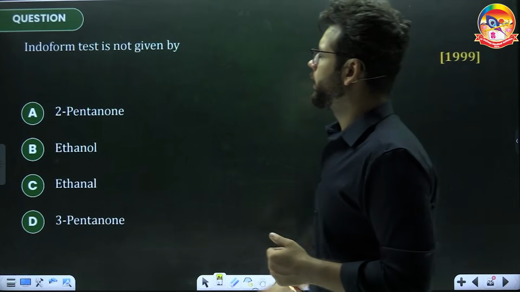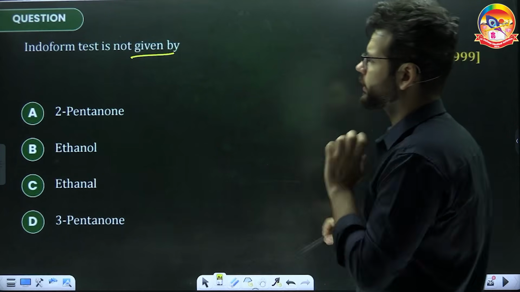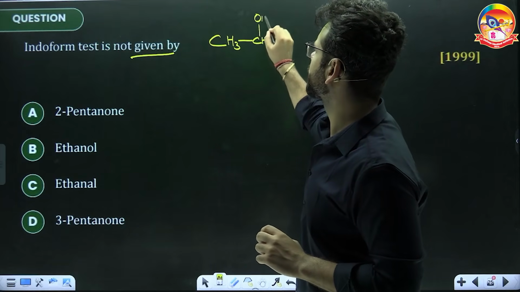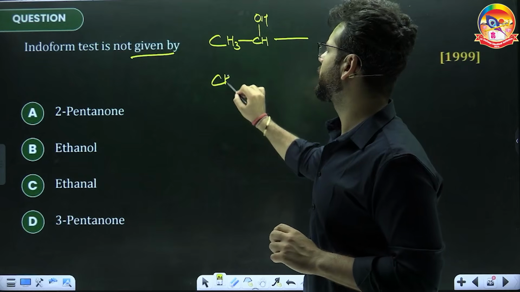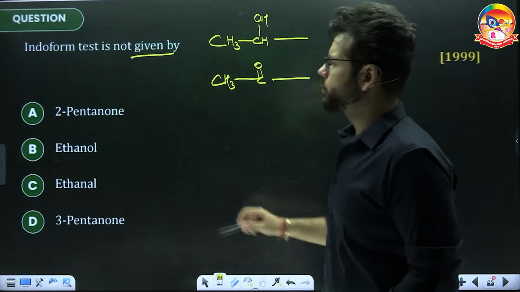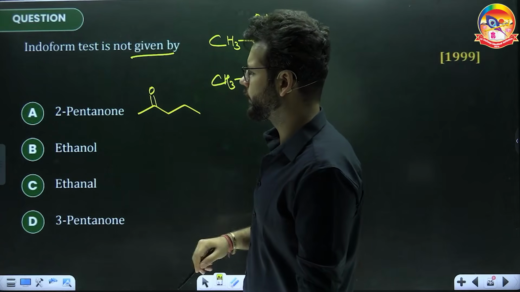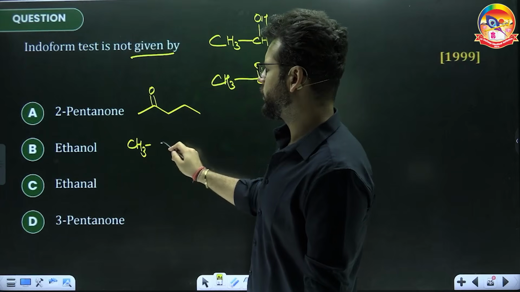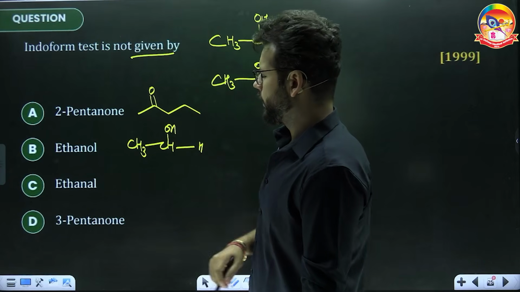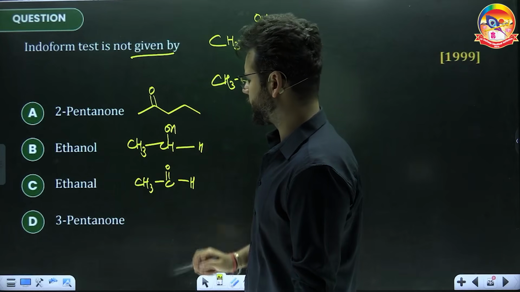Next one. Iodoform test is given by the iodoform reaction, which is an oxidation reaction. It is given by methylated secondary alcohol groups, secondary or primary, or methylated carbonyls, only ketone and aldehydes. 2-pentanone has a methyl group attached to CO, it will give. Ethanol is a primary alcohol which has a CH3CHOH group, so it will also give. Ethanal will also give because it is also an aldehyde carrying a CH3 group.